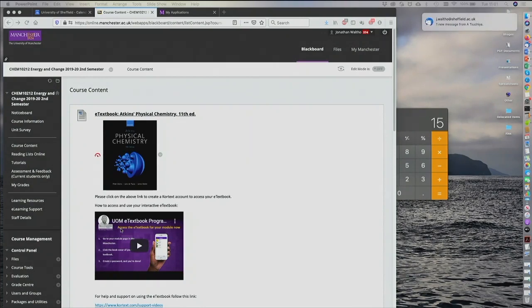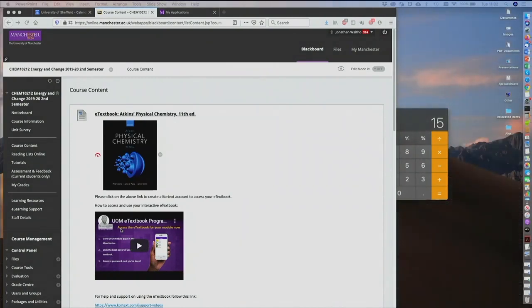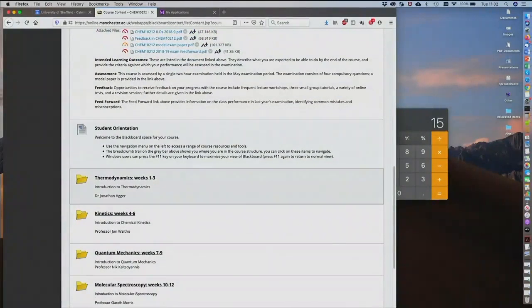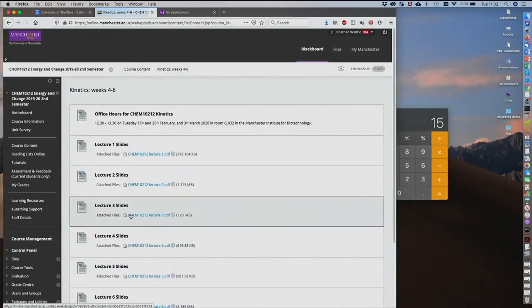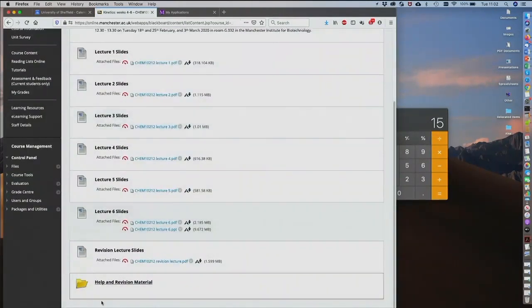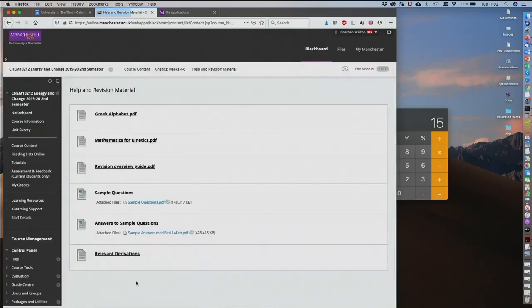Before I go on to the lecture material itself, I just wanted to draw your attention to Blackboard. You're all, of course, familiar with the Blackboard pages and the recommended text on those, but I'm just going to mention those again later. But for the kinetics part, down here, most of you, of course, will have found the lectures that I'm about to give. But I specifically wanted to draw your attention to this folder down here. By the way, the revision lecture slides, this is a revision lecture that occurs just before the exam that Gareth organises.